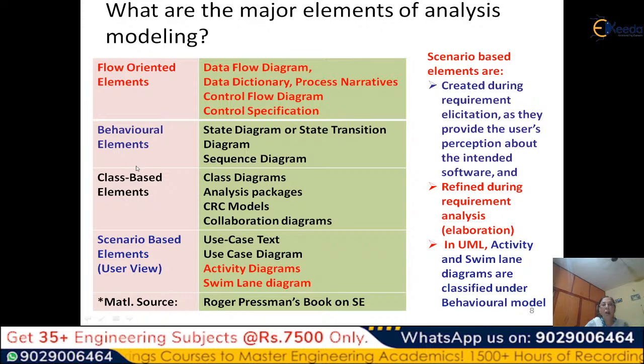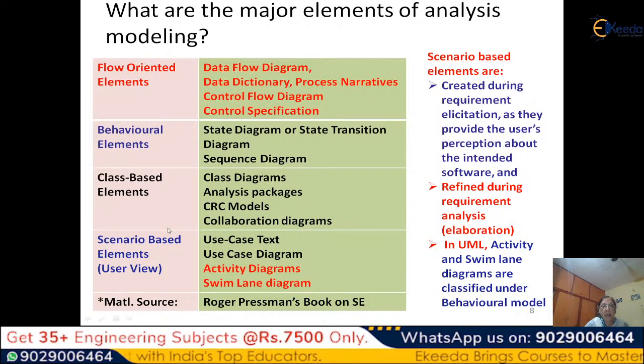Normally, flow-oriented elements describe the information domain. Behavioral elements describe the behavior of the software or the requirements. Class-based elements will give you the function as well as some part of the information, because in object-oriented approaches they contain both. And then there are scenario-based elements, which are the user view.